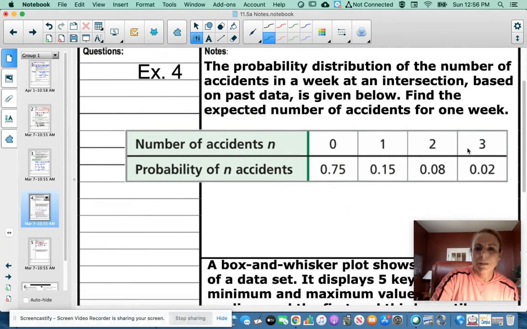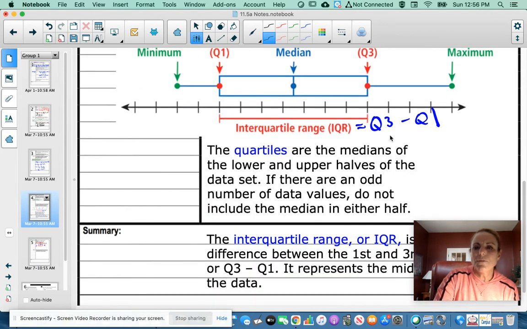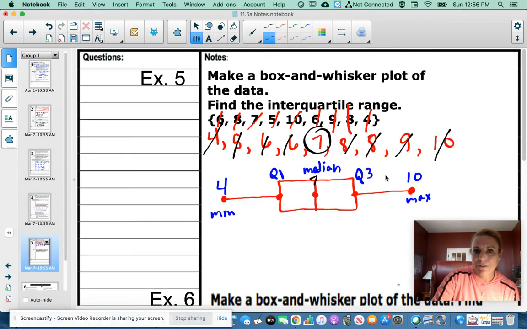Right here it says, if there are an odd number of data values, do not include the median in either half. There's the median. There's an odd number of numbers. So when I'm finding quartile 1, I'm only going to look at these 4 numbers. Quartile 3, I'm going to look at these 4 numbers. I am not including the median in the calculation of finding Q1 or Q3.